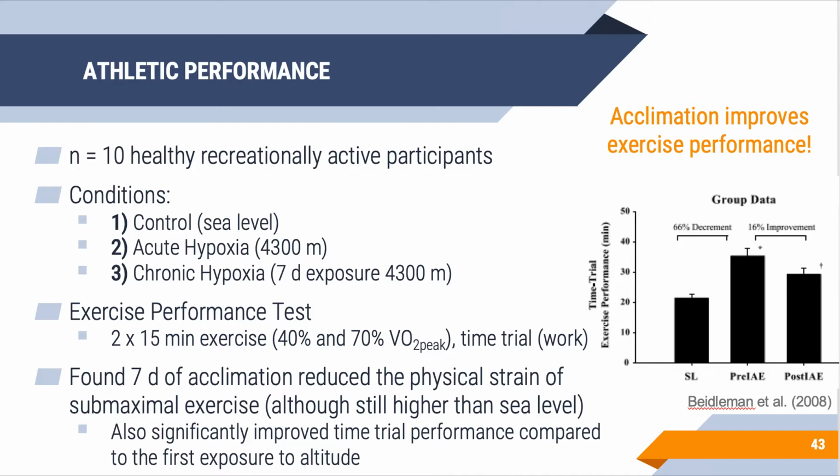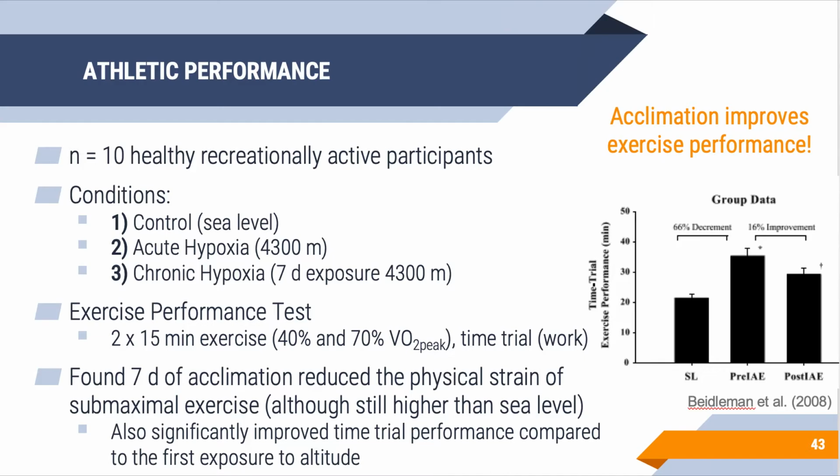What they found was that 7 days of hypoxic acclimation reduced the physical strain of submaximal exercise that was occurring with acute hypoxia. So really, if we look at this figure on the right here, we see time trial performance obviously was best at sea level. Acute hypoxia, that middle bar, significantly greater amount of time to complete that same task, so impaired time trial performance.